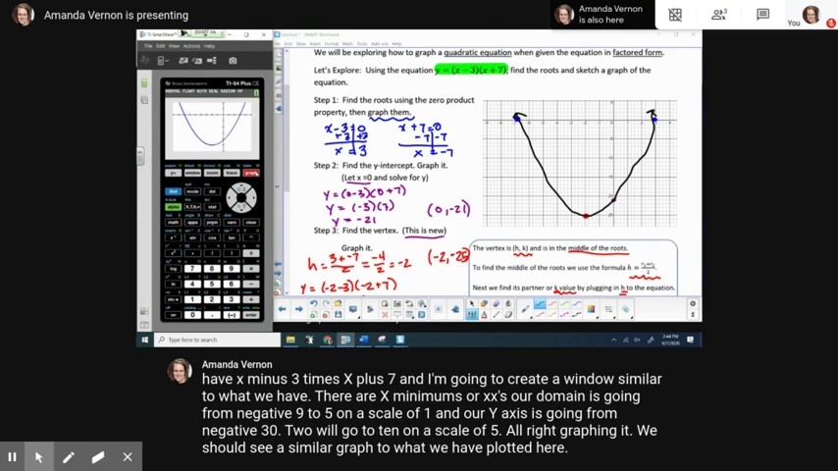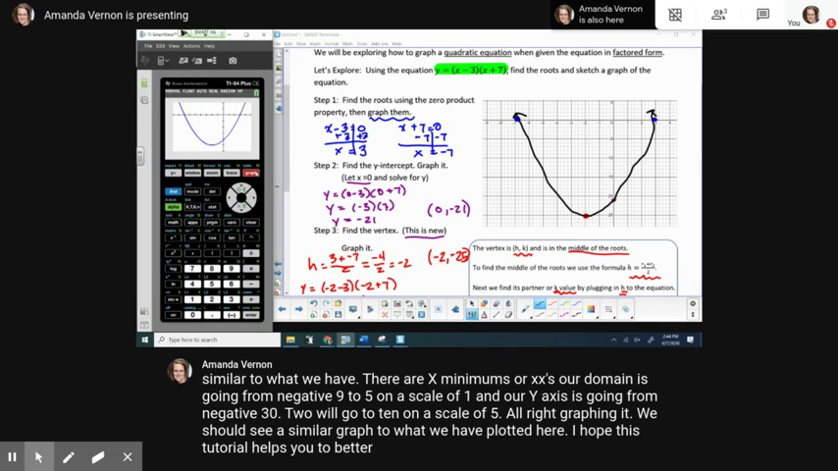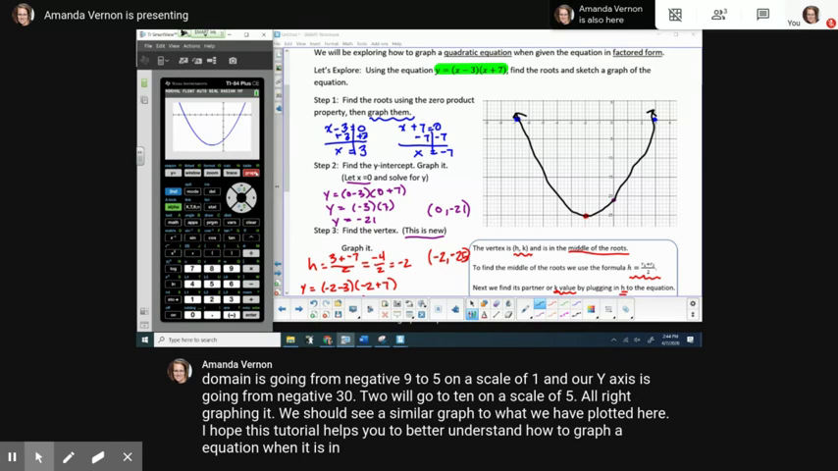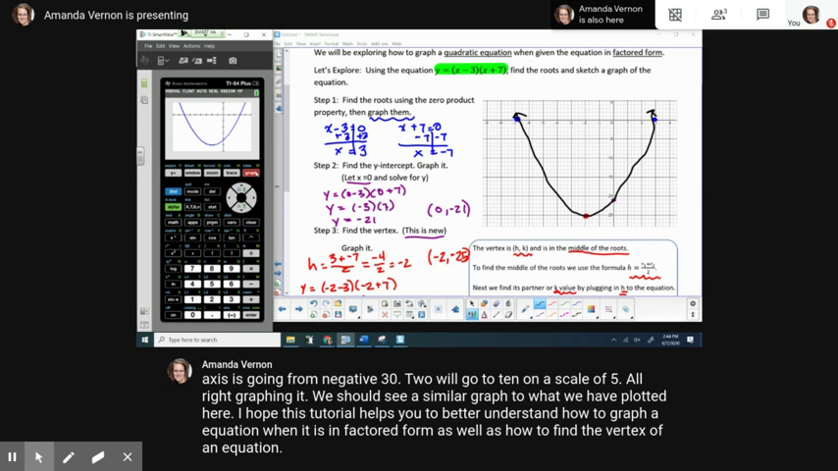I hope this tutorial helps you to better understand how to graph an equation when it is in factored form, as well as how to find the vertex of an equation when given the factored form.